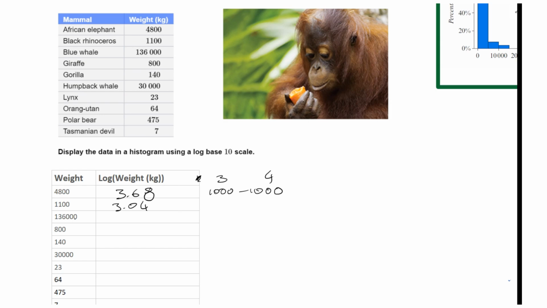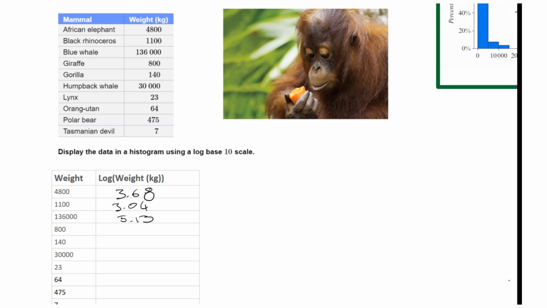So this is 136,000. So if you can imagine that, that's going to be between 100,000 and a million. So it's going to be between 5 and 6. So the number will be somewhere between 5 and 6. So let's calculate that. And that will be 5.13. Okay, I'm going to get rid of these now because we're going to confuse things a little bit.